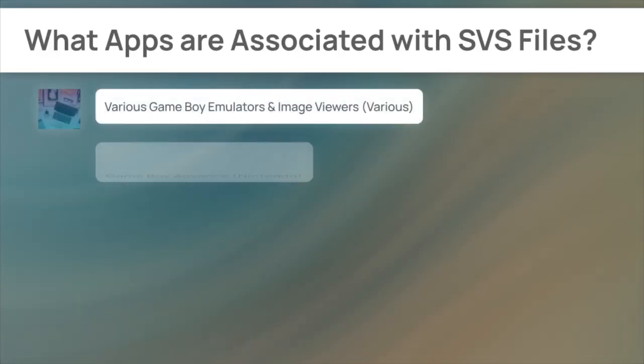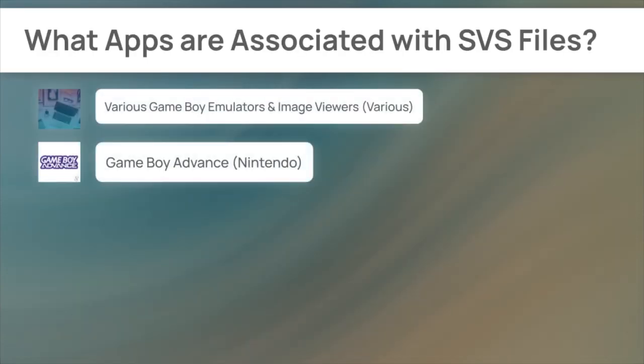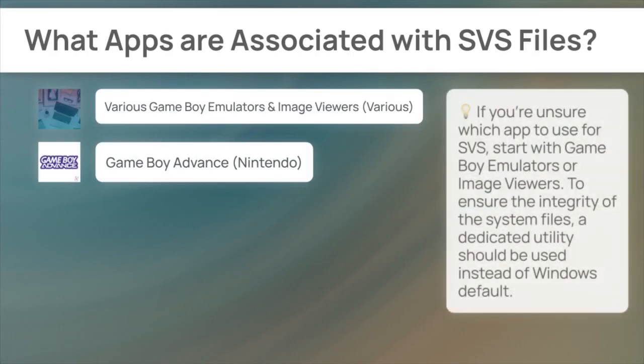To validate SVS without guessing, try Game Boy emulators or image viewers first. This file contains executable code that Windows often blocks or quarantines by default. Windows offers a basic overview, but the actual data must be interpreted through the correct application.